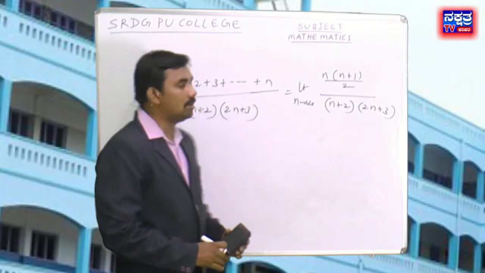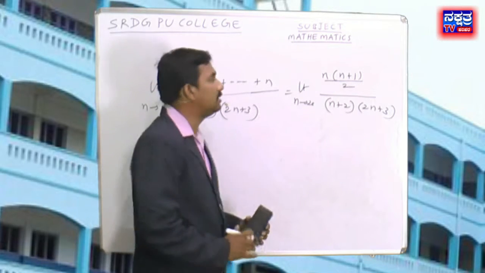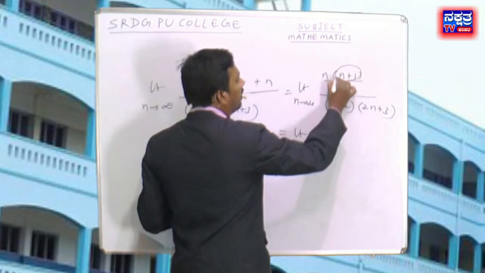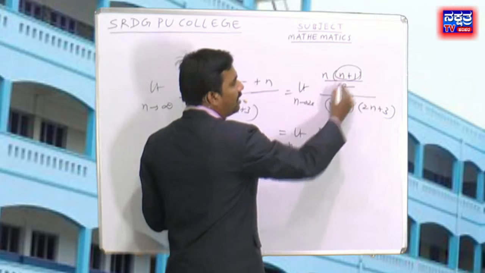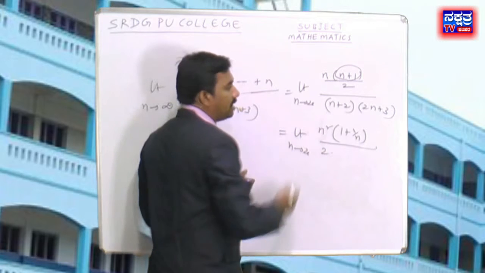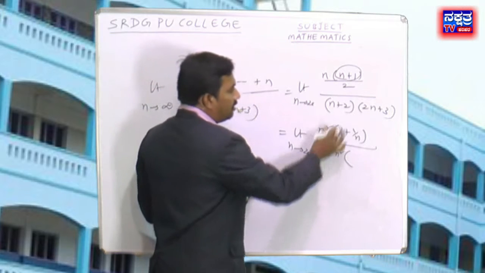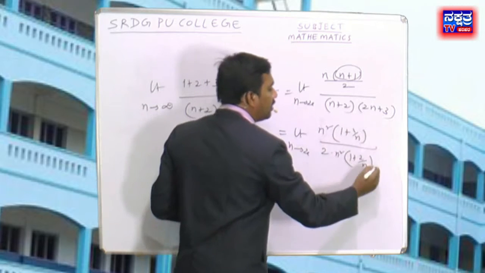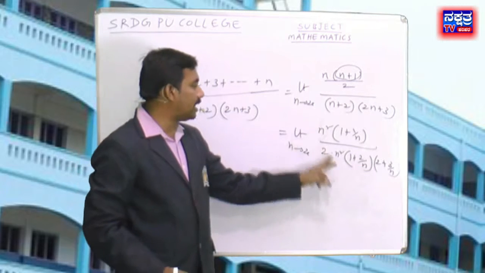In this what we have to do? Highest power we have to take common. So if you take the highest power common, then limit n tends to infinity: in the numerator, n into n square, if you take n common, 1 plus 1 by n, by 2 in the denominator. Here again n common, here again n common, then it will become n square. Here if you take n common, 1 plus 2 by n, and here n common, 2 plus 3 by n. So in this way the highest degree we will take common.